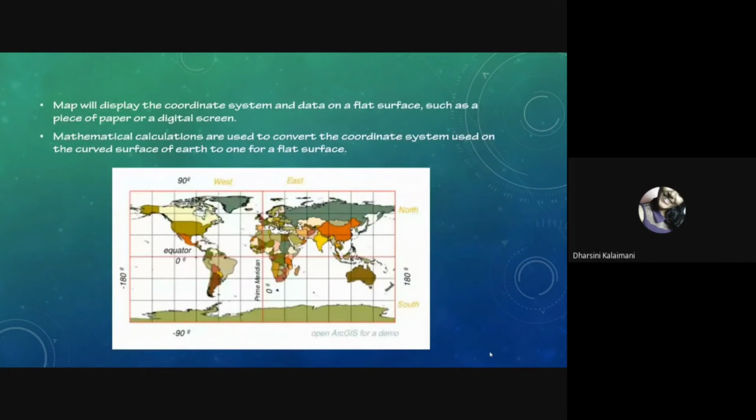A map will display the coordinate system and data on a flat surface such as a piece of paper or a digital screen. Mathematical calculations are used to convert the coordinate system used on the curved surface of the Earth to one for a flat surface.